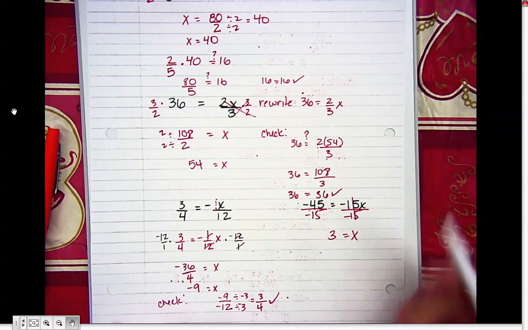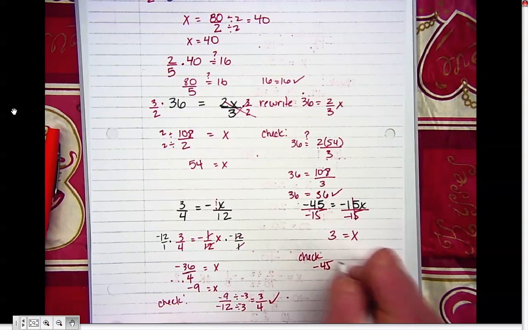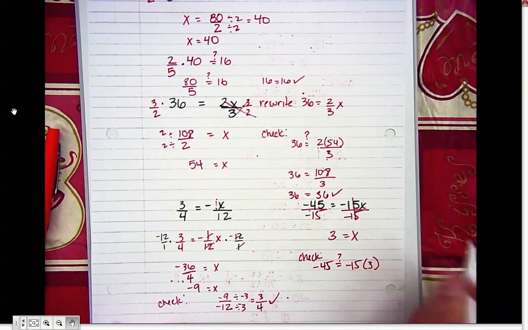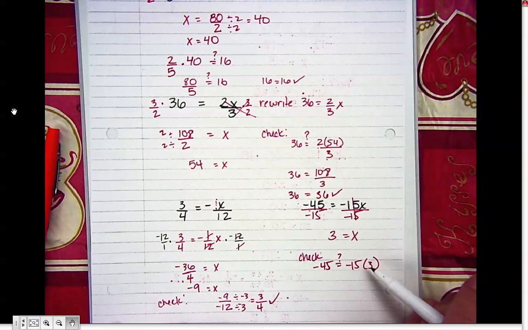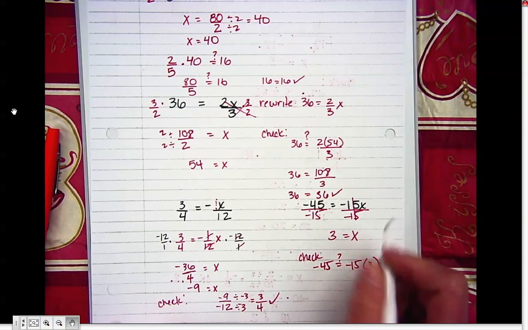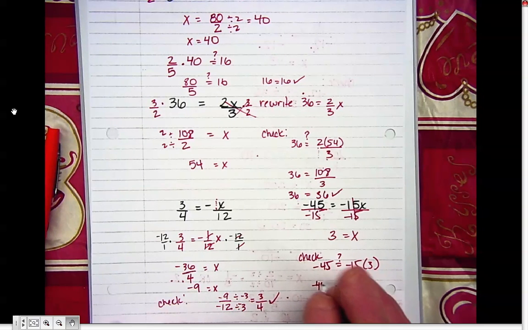So now I need to check my work and see, is negative 45 equal to negative 15 times 3? So 3 times 5 is 15, carry my 1. 3 times 1 is 3, plus 1 is 4. So that's going to be negative 45 is equal to negative 45.